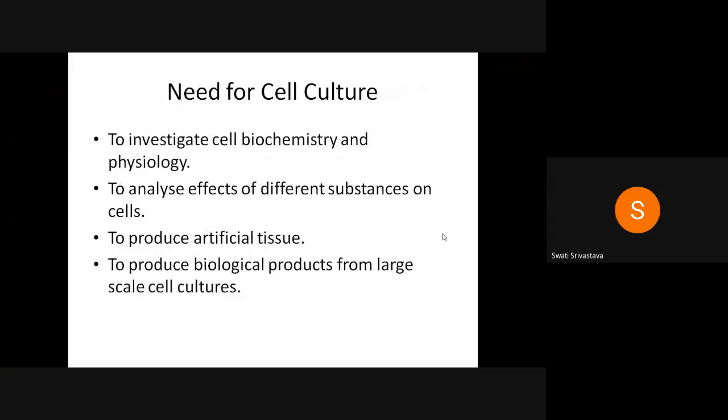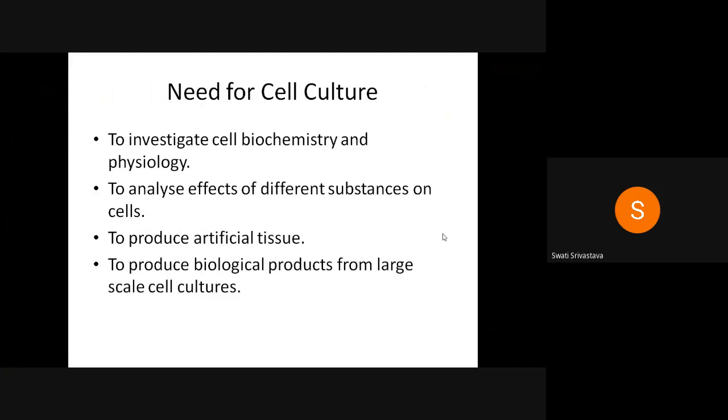Now, why do we need to culture the cells? Why grow animal cells? First, you are trying to investigate the cell biochemistry and physiology. How does a cell react to an environmental change or an outward signal? How will it act, function, or metabolize the things within the cell? You need to understand the physiology of the living organism.